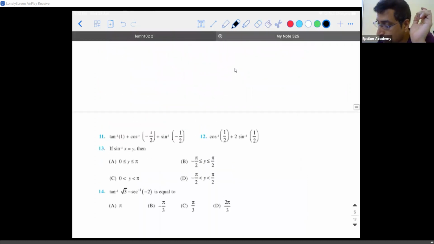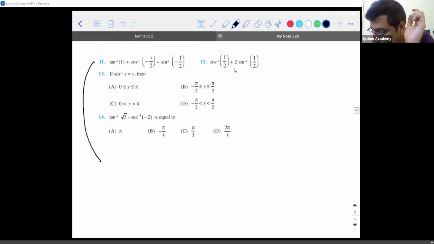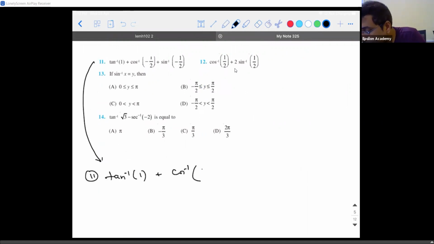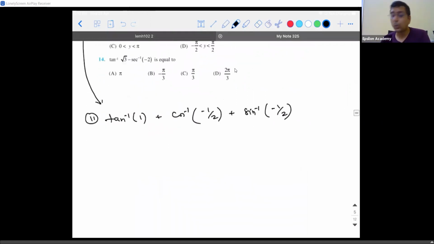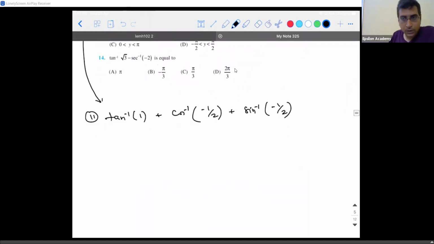So the first problem, the 11th one: tan inverse of 1 plus cos inverse of minus half plus sine inverse of minus half. What is tan inverse of 1? Pi by 4. Never use degrees. Plus cos inverse of minus half. Two pi by 3.